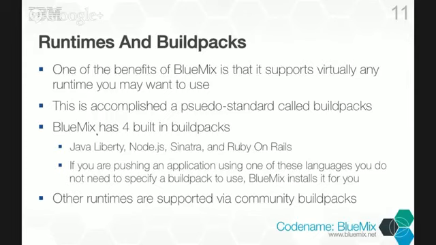When you have a built-in build pack like the Java one, the Node, or Sinatra, or Ruby on Rails, all that means is that when you push an application using one of those build packs to BlueMix, you don't have to tell us about it. BlueMix will automatically detect which build pack it needs to use, get the build pack, and install it for you. If you're going to use something else like PHP or Python or Go or Scala, you just need to specify which build pack you want us to use, and you can still push your application.